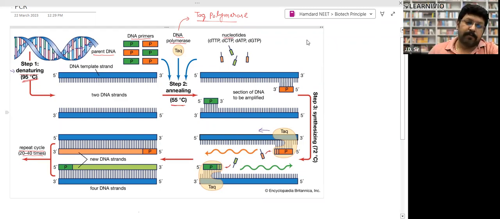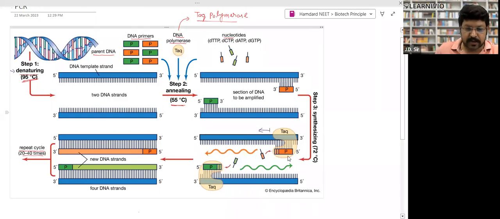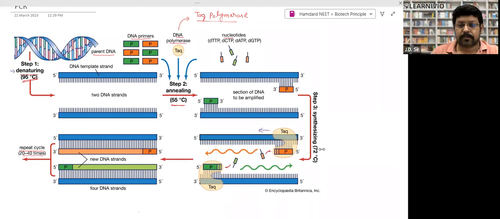So what do you have to remember? First, Taq polymerase. Second, annealing. What should be the temperature at the denaturation process? What should it be at the annealing process? What should it be at the synthesizing process? And the question which Heather asked in the last, that it takes place at both of the ends, right? It forms a continuous strand at both of the DNA parental strands.